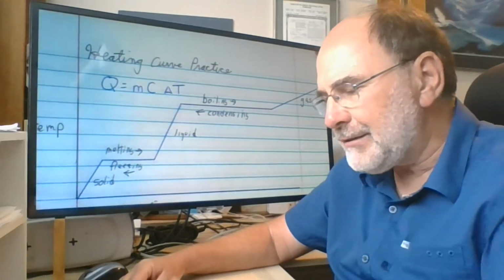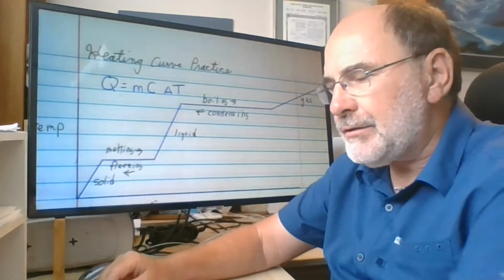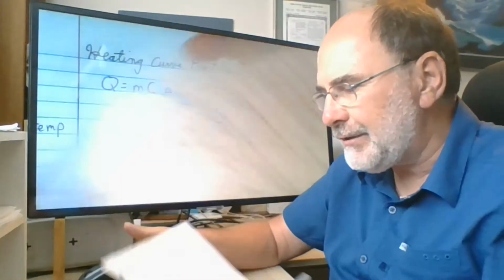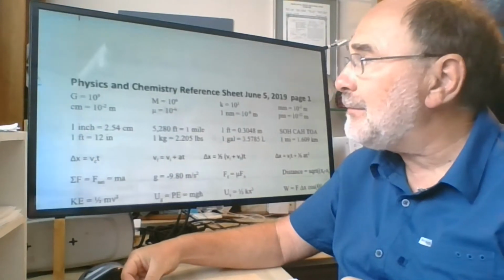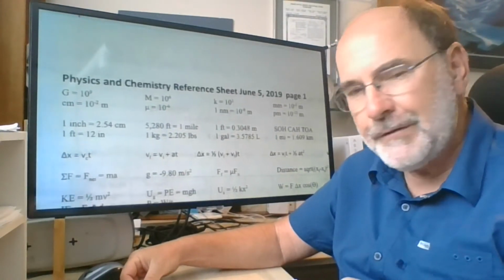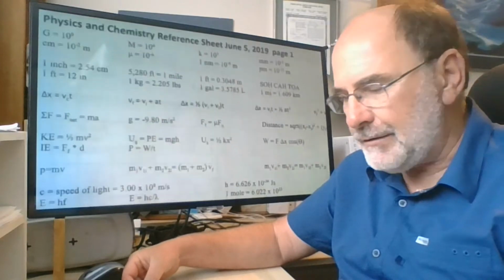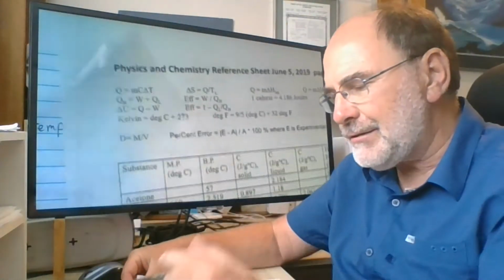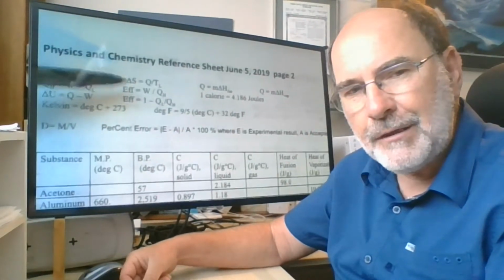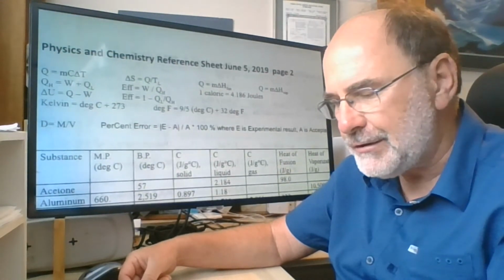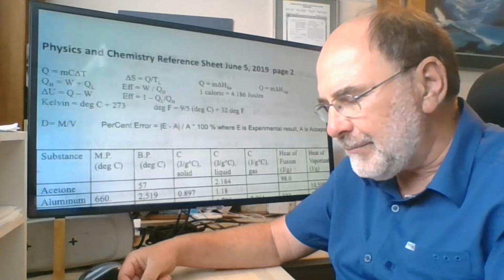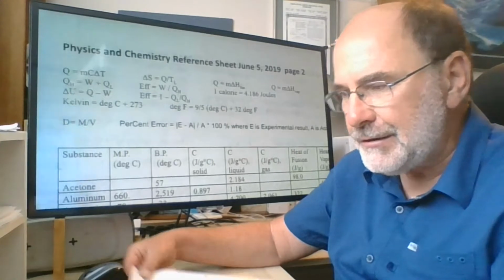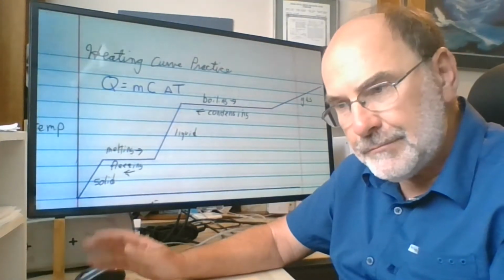So I want to practice this equation. It's the first one on the reference sheet that you students now have on our Google Classroom. This is the Physics and Chemistry reference sheet from June 5th, 2019. The front side has the Greek prefixes you should all have memorized. The back side has the equations relevant to this section of the course dealing with thermodynamics. So the first equation up here is Q equals mc delta T. That's the one I want to start off with.